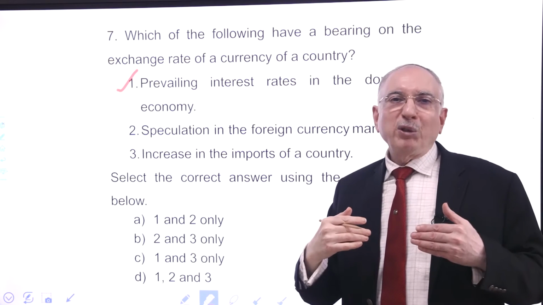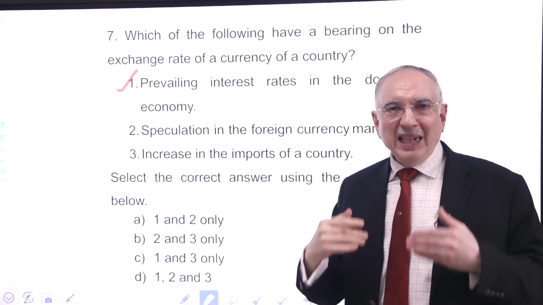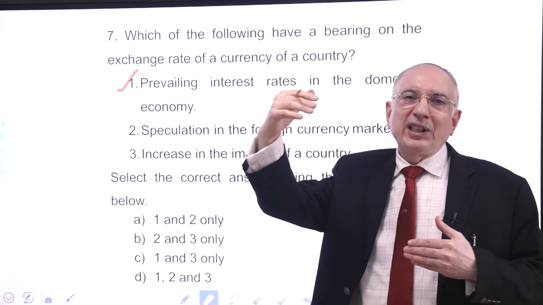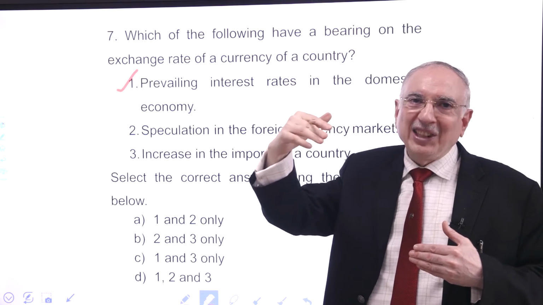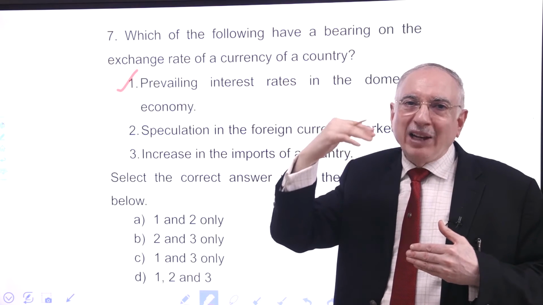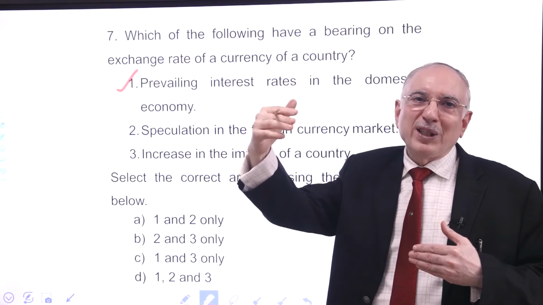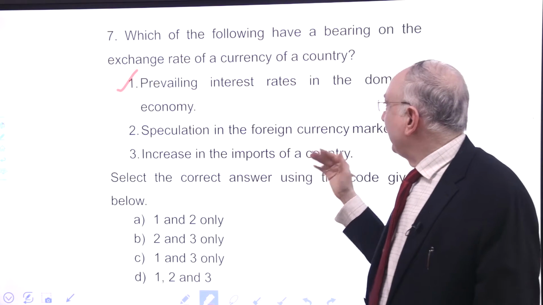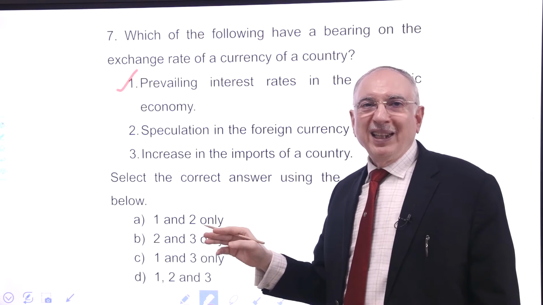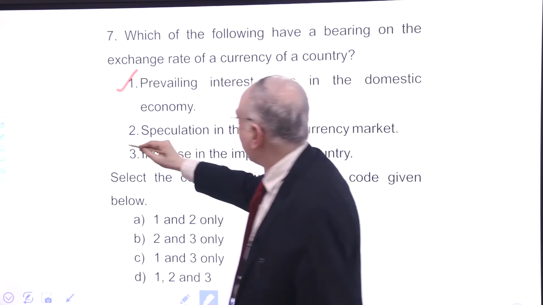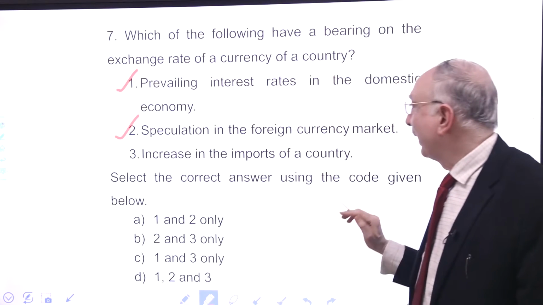Now, when I have to invest some money and I see some country has a trend where their currency is rising, the exchange rate is rising, I will be tempted to invest in those countries. Therefore, speculation in the foreign currency market also has a bearing on the exchange rate. So option 2 is also correct.